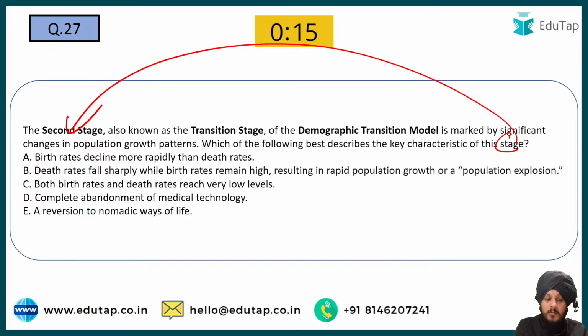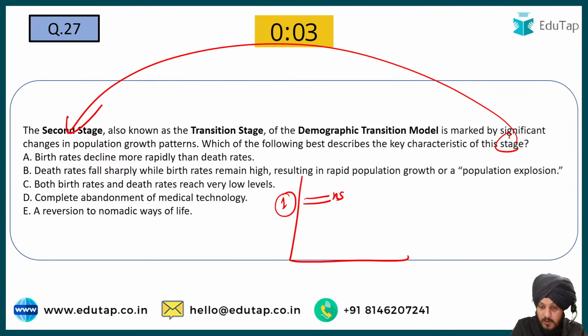So we know that if we talk about this demographic transition model, right? As a part of it, if we talk about the first stage, in the first stage what happens is that birth rate and death rate both are stationary. We call it high stationary because as a part of the graph, both the birth rate and the death rate are high and they are stationary.